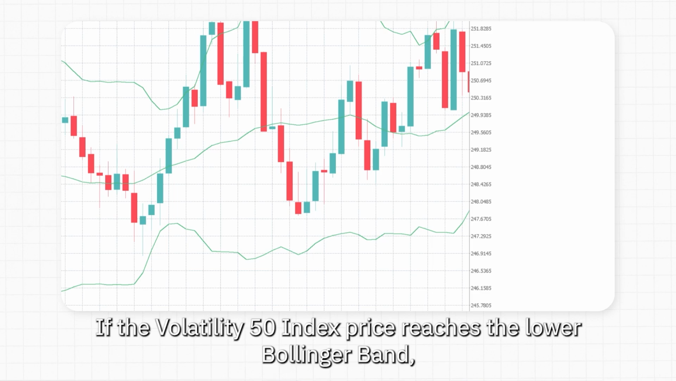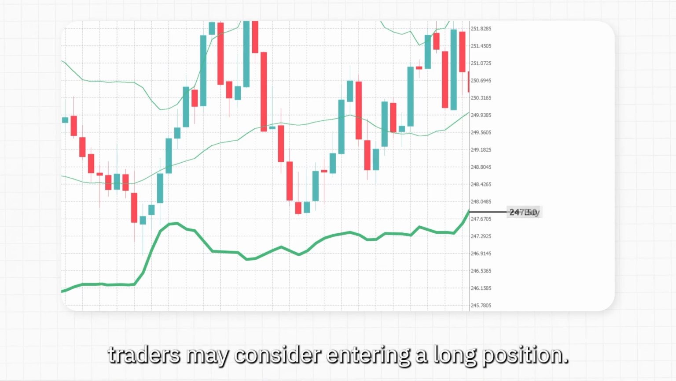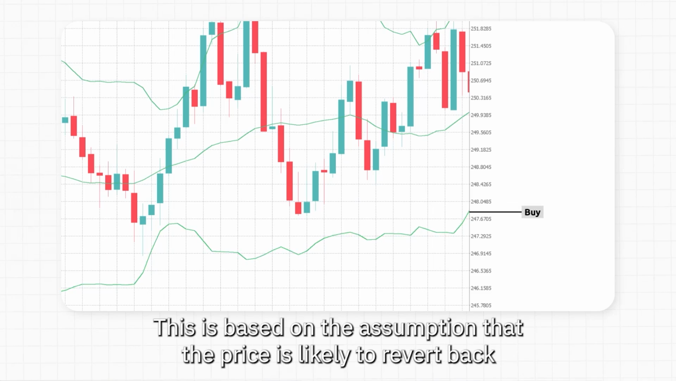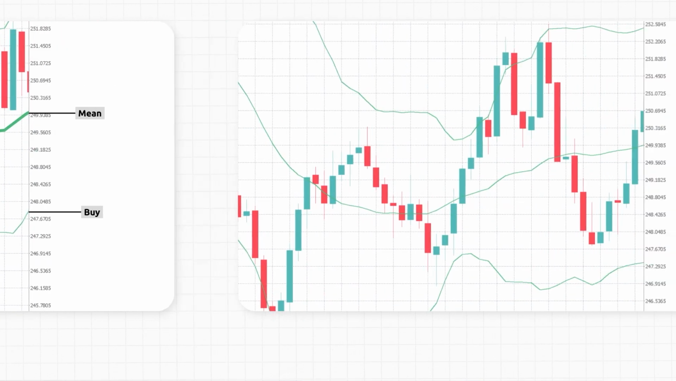If the Volatility 50 Index price reaches the lower Bollinger Band, say at $247.5, traders may consider entering a long position. This is based on the assumption that the price is likely to revert back towards its mean, which is the middle band and a common exit or take profit level.